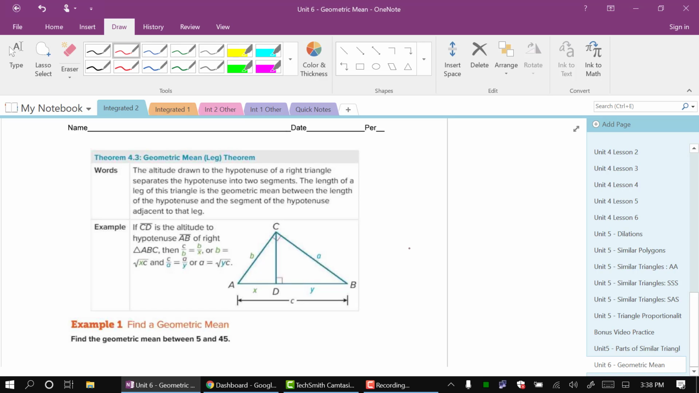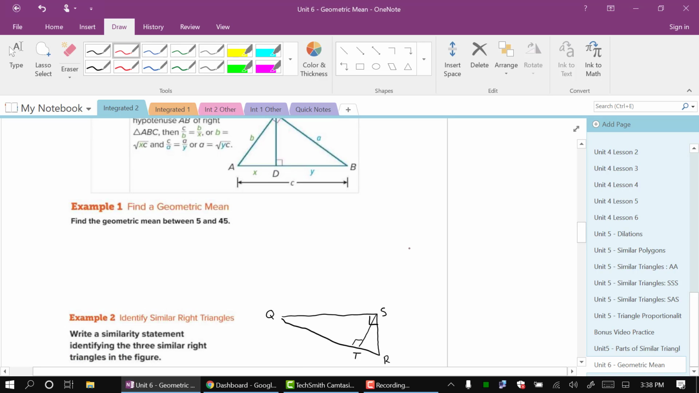So let's go ahead and start to look at example 1, find the geometric mean. So we want to find the geometric mean between 5 and 45. So using that formula of x equals the square root of a times b, 5 is going to be my a value, 45 is going to be my b value. So that's going to give me the square root of 5 times 45. Well, 5 times 45 is 225.